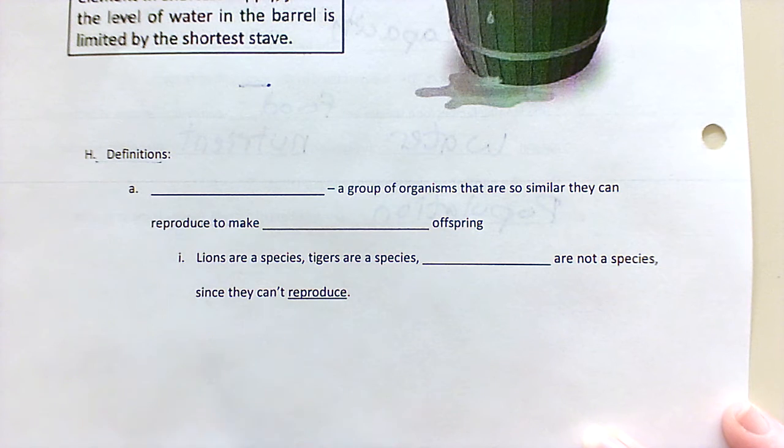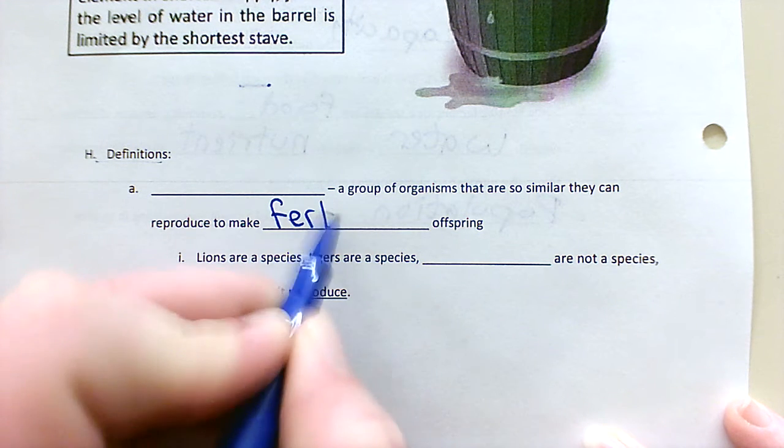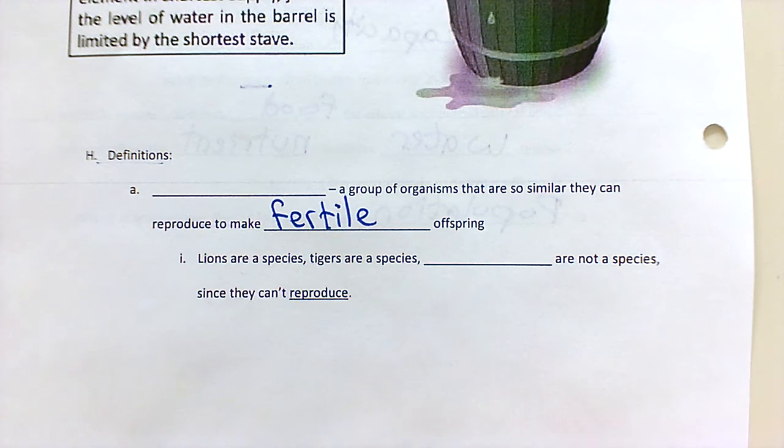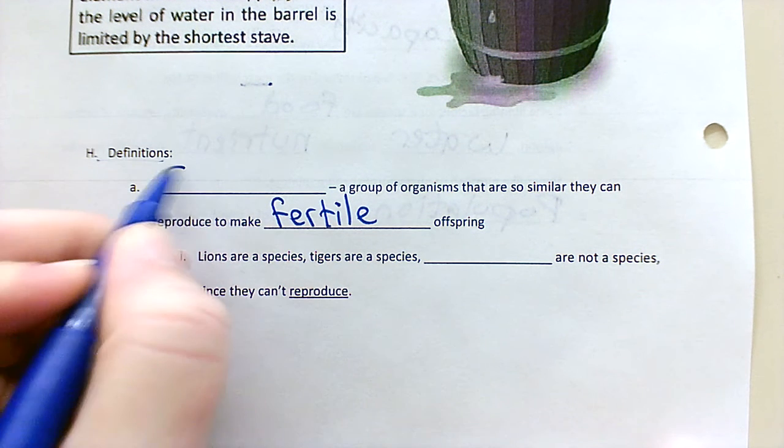So definitions. Group of organisms that are so similar they can reproduce and make fertile offspring. Thoughts? We are all one of these. Same one of these. Sexually. We do all reproduce sexually, or could have the potential to. Examples: buffalo, cattle, tigers, lions. Species.